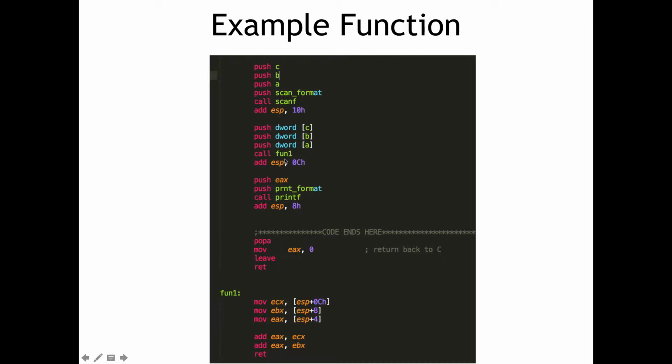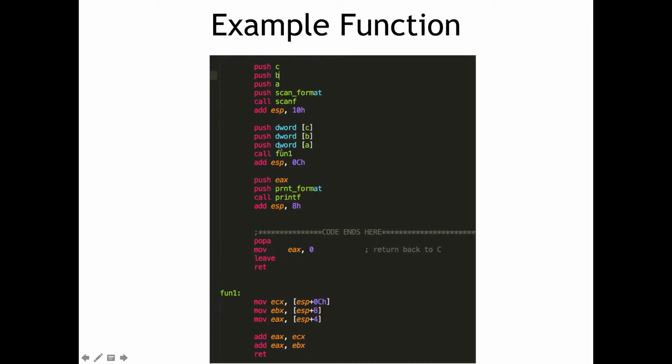The next thing is the function itself, and this is what we're going to spend a little bit of time looking at. Once I've stored the values that the user typed in into those variables, which I called A, B, and C, I push those values on and then call function 1. Inside of function 1, you can see that I'm referencing those values using ESP plus an offset. I move all 3 of those values into registers, ECX, EBX, and EAX.